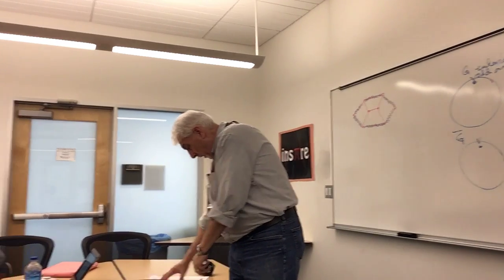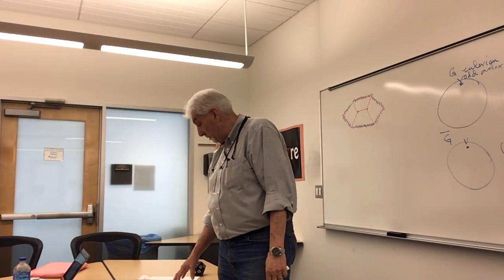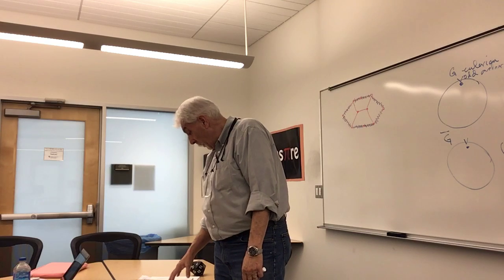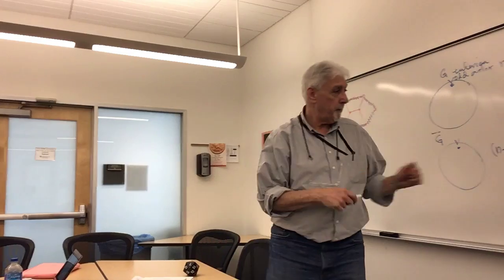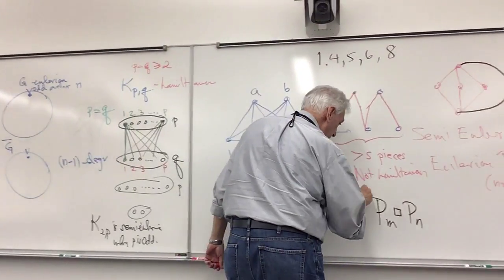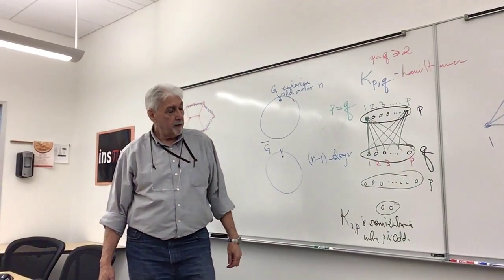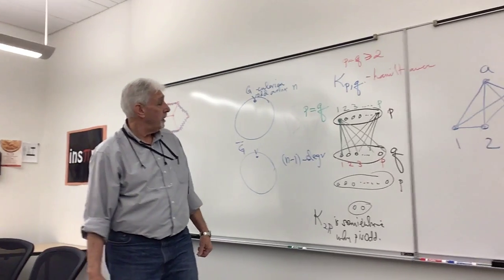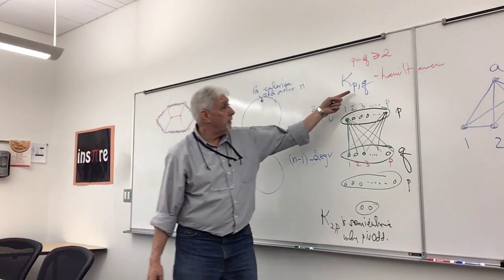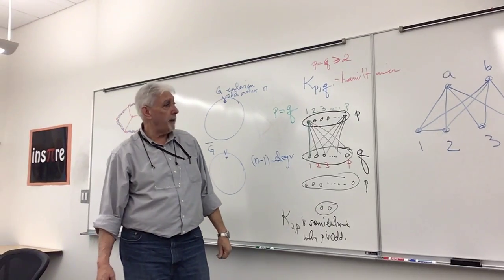Just to give you some things to work on, because I know you just love this stuff, there's problems on page 210, 211. One of the questions is, what values of M and N is the product P_M cross P_N Hamiltonian? So we went through K_{P,Q}. K_{P,Q} is Hamiltonian if and only if P is equal to Q is greater than or equal to 2.